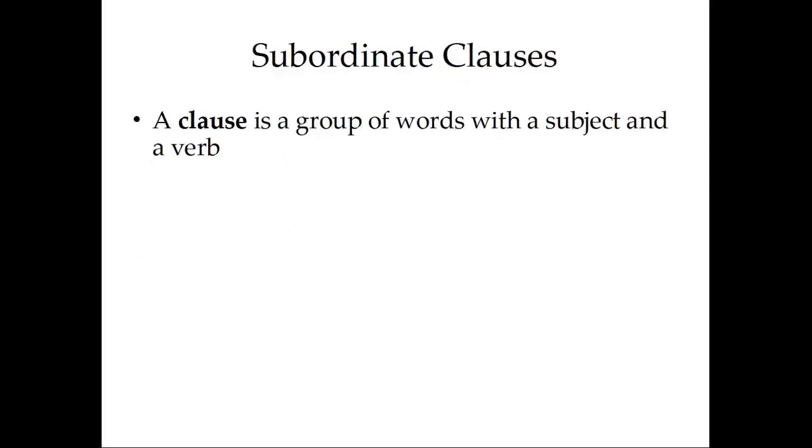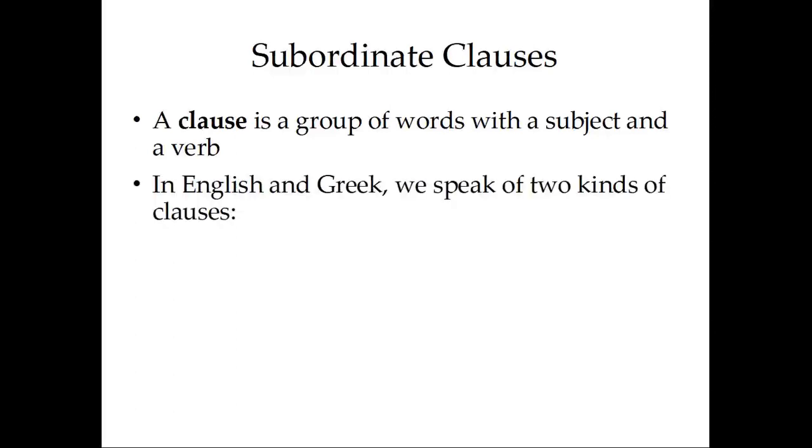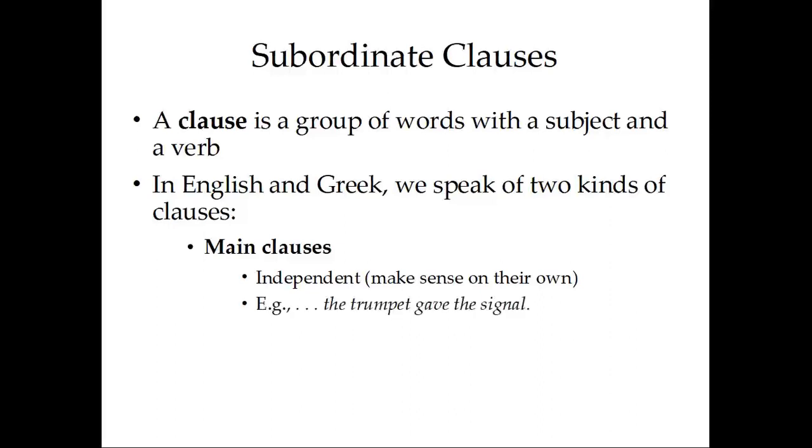A clause is a group of words with a subject and a verb. In English and Greek, we speak of two kinds of clauses. First, we have main clauses, and these are independent, that is, they make sense on their own. They don't need any other supplements to their meaning to make perfect sense. An example is, the trumpet gave the signal. This could stand on its own as a fully complete sentence, or it could be added to something else. But either way, it would make sense on its own because it's a main clause.